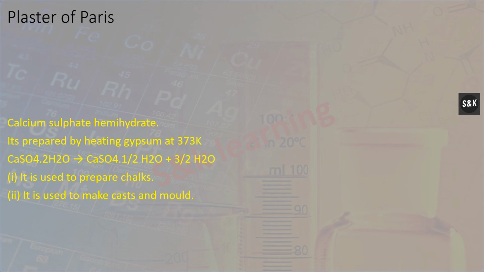Plaster of Paris. Calcium sulfate hemihydrate. It is prepared by heating gypsum at 373 Kelvin. CaSO4 2H2O, that is calcium sulfate dihydrate, after heating gives calcium sulfate hemihydrate plus 3/2 H2O.